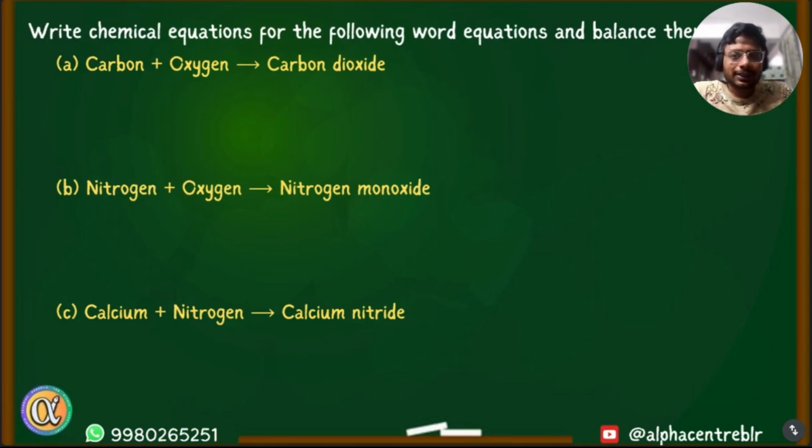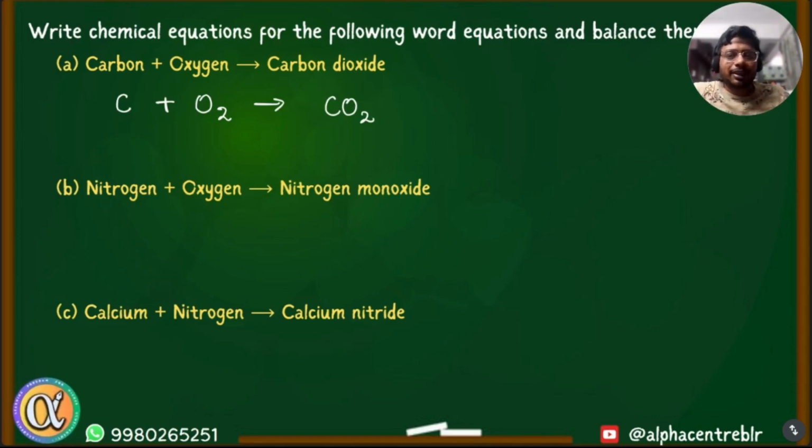Carbon and oxygen form carbon dioxide. I think we just did it. This is very simple: carbon, monoatomic, plus oxygen, O2, becomes carbon dioxide, CO2. Is this reaction already balanced? How many carbons do we have on either side? One. Oxygen, two. It is already balanced.